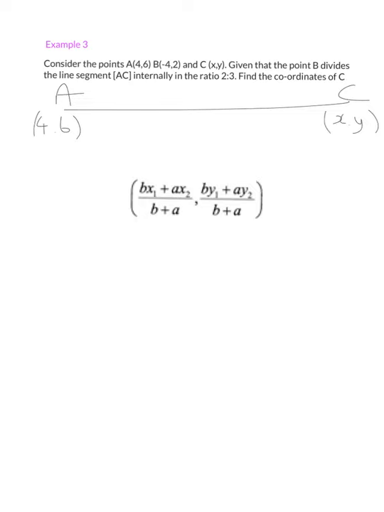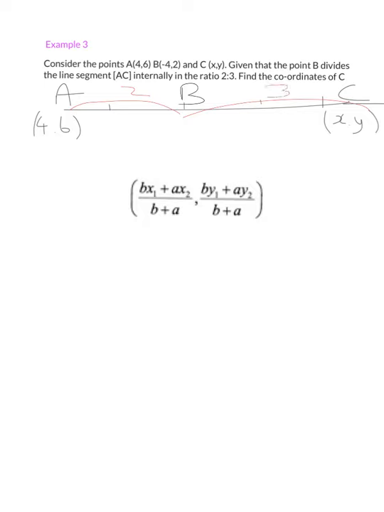Now B this time, they gave us the internal divisor. So they said B divides that. So B is along this line, but where it is, it divides it in the ratio 2 to 3. So that means that line can be divided up into 5 parts. Extend that there, and that's your 5 parts. So B then is in the ratio 2 to 3. So 2 parts, so 1, 2. So B would be here, and that would give me the ratio 2 to 3.